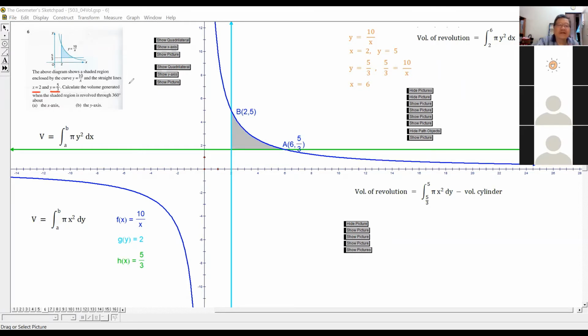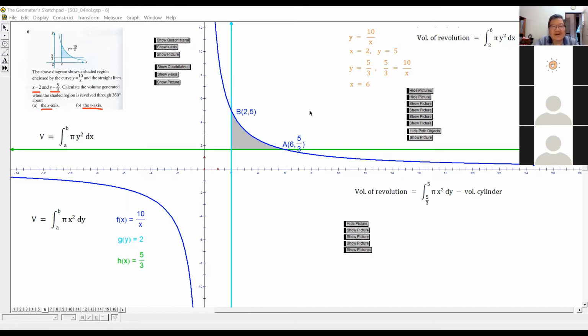rotated in two different ways. This bounded area, in the first case, is rotated about the x-axis, and we have to find the answer. Then part B, the same area is rotated about the y-axis, and we have to find the area. Wow, how to do this?